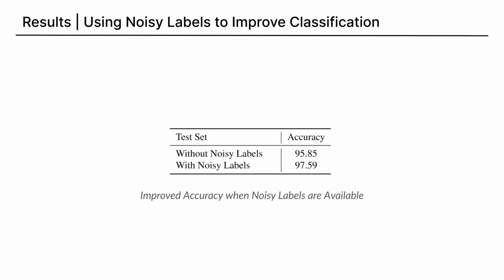If we have access to noisy labels for all testing samples, as is the case in tasks such as tagged image classification, we are able to utilize this to make more accurate predictions.